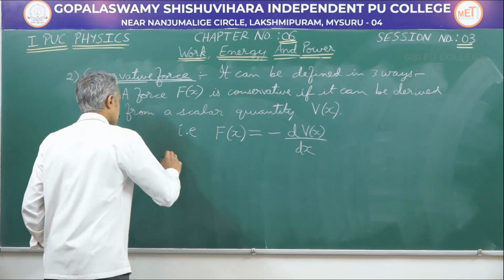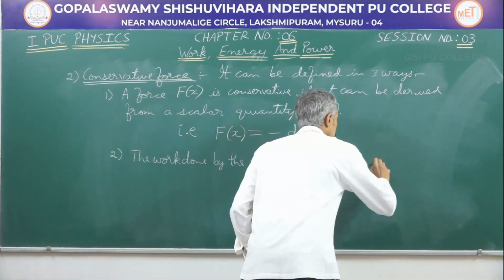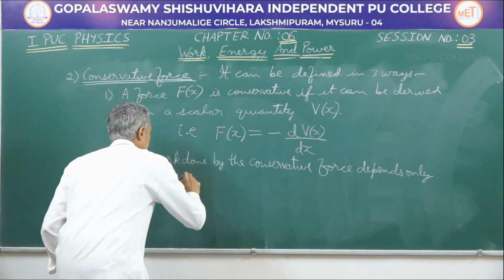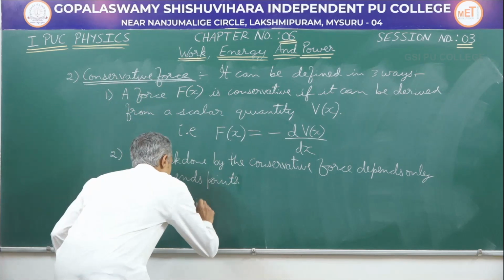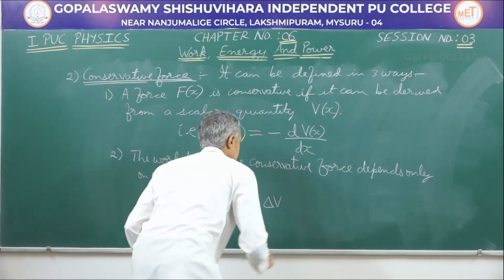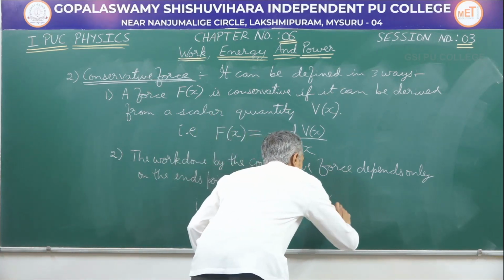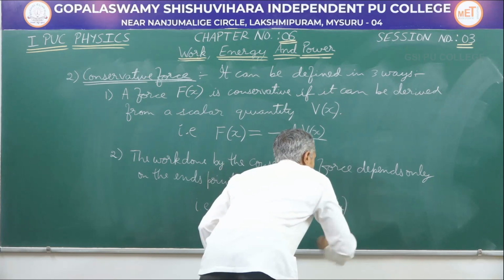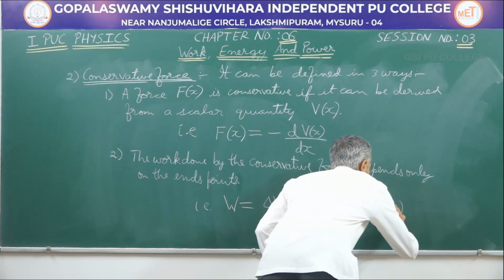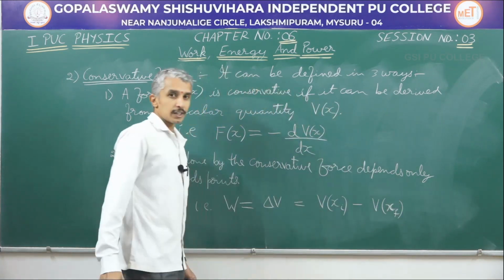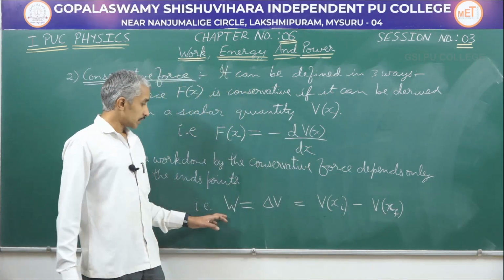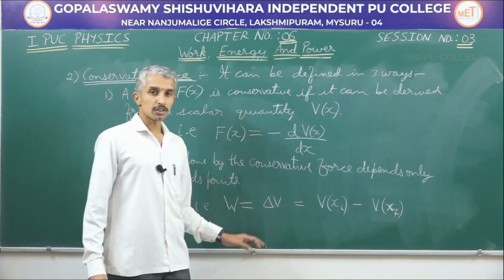Next, the work done by the conservative force depends only on the endpoints. So mathematically, how do you write this? So the work done is going to be equal to change in potential energy, where potential energy is a function of the initial position and the final position. So the potential energy gained by the object depends only upon the position. So the work done is also dependent only upon the position and not the path taken.